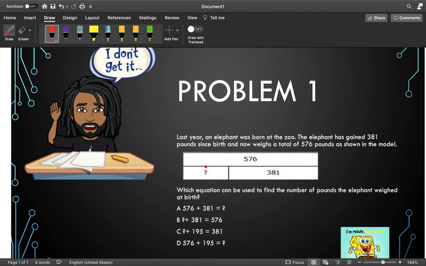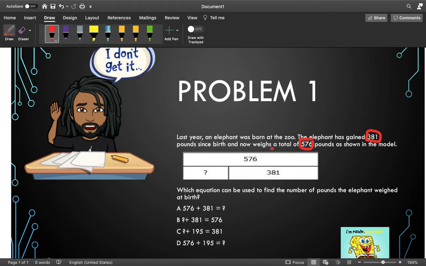However, the first thing we're going to do is go back and look at our problem and dissect any information that we may need. All right, so let's look at it. Last year, an elephant was born at the zoo. The elephant has gained 381 pounds. So first thing I want you to do is let's go ahead and circle this number right here, 381 pounds since birth, and that weighs a total of 576. We're going to circle our numbers. 576 pounds as shown in the model. All right, so now we have already circled all the key numbers in this problem.